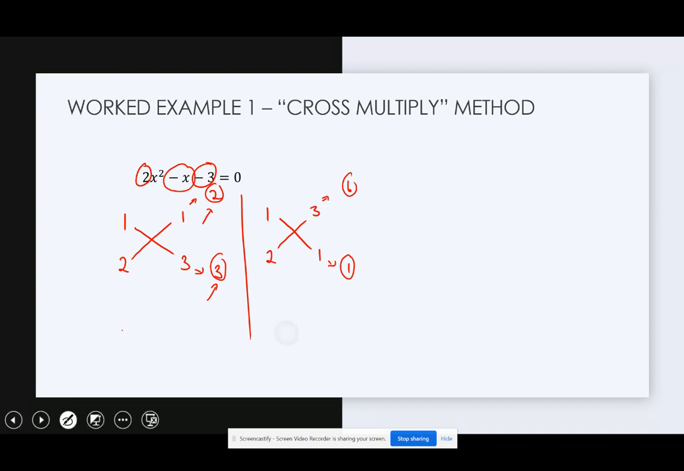Because, of course, if I had -3 plus 2, I get -1. So this is my winning combination, whereas the one on the right will not work at all. So I can forget about that.